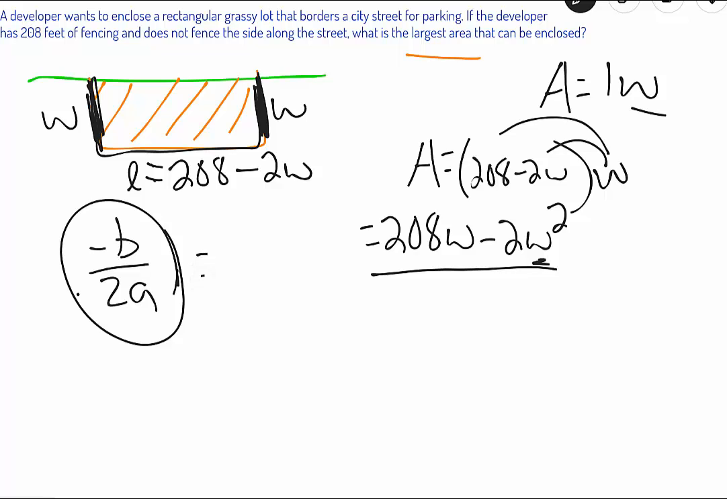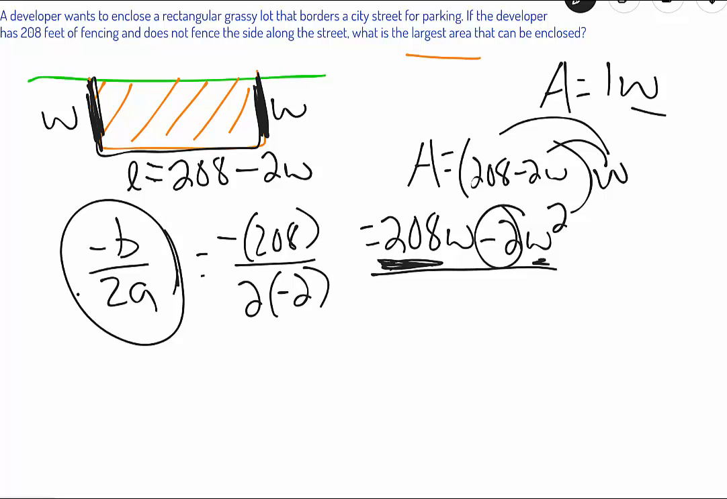Keep in mind that b is the coefficient of the first powered variable, so our W here. That means b is the 208, and a is in front of the W squared, which is the minus 2. Plugging into this formula, the negative of b, which is 208, over 2 times a, where a is negative 2. When we simplify this, we get negative 208 over negative 4. And when we simplify that, we get 52. That is our W. We designated that for our width.